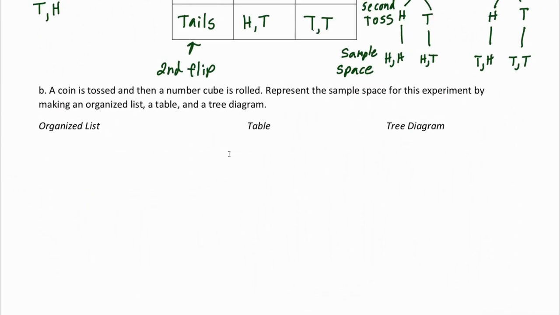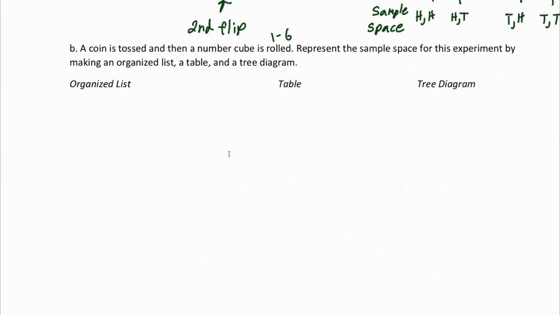That cube is going to be 1 through 6. We're just talking about a 6-sided die. We'll start with our organized list. I could flip a coin and get heads. And then I could roll that die and get 1. I could flip a coin and get heads and then roll the die and get 2. Flip a coin and get heads, roll the die and get 3, and so on and so forth. Heads and then a 5, heads and then a 6. I have to stop there because that's the highest number on the die.